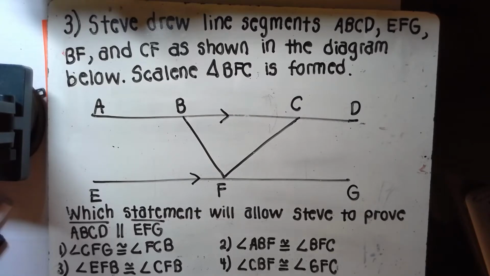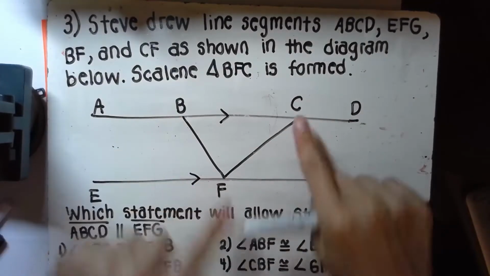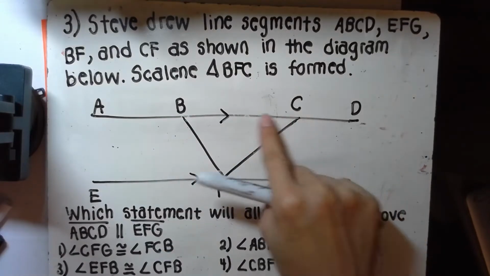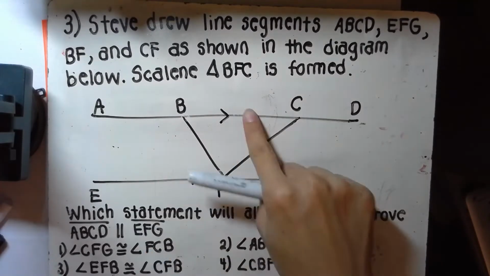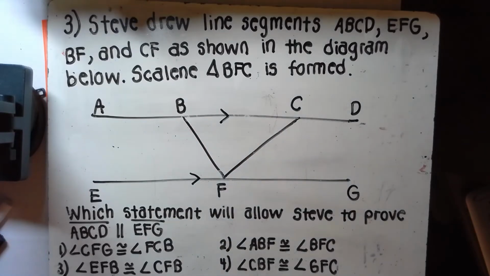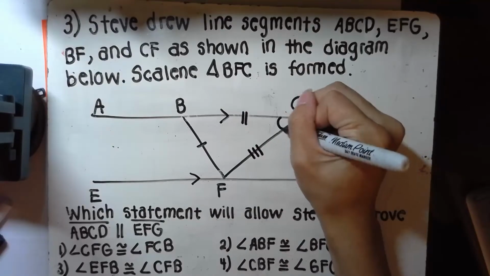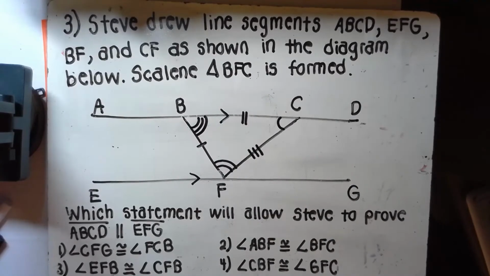Steve drew line segments ABCD, EFG, BF, and CF as shown in the diagram below. Scalene triangle BFC is formed. So remember that scalene triangle means that all three side lengths and all three angles are different. So I'm just going to mark that all three side lengths are different and all angles are different, just because you always want to mark what's given if it's not already marked for you.